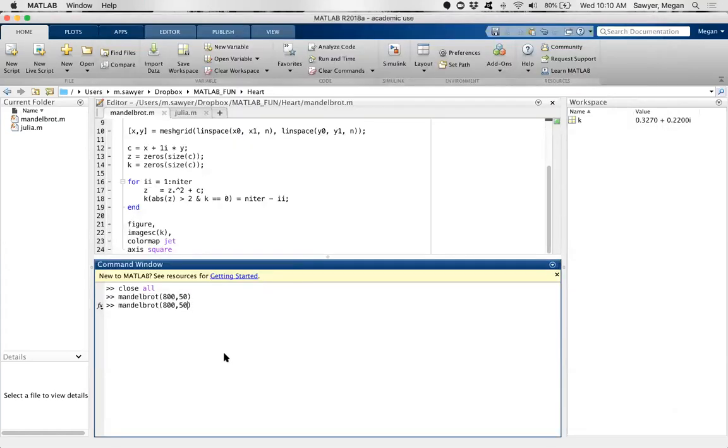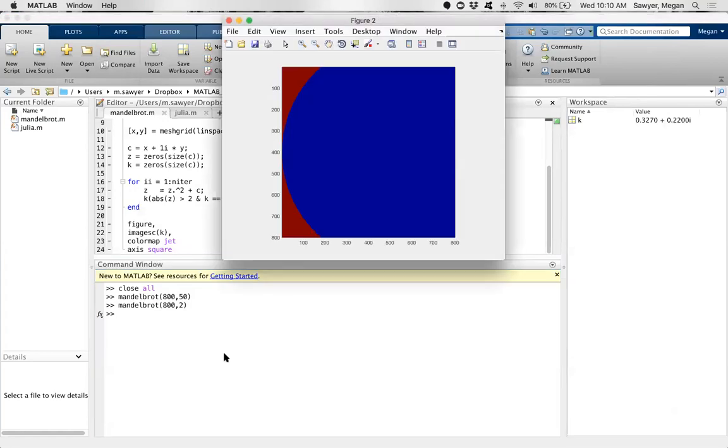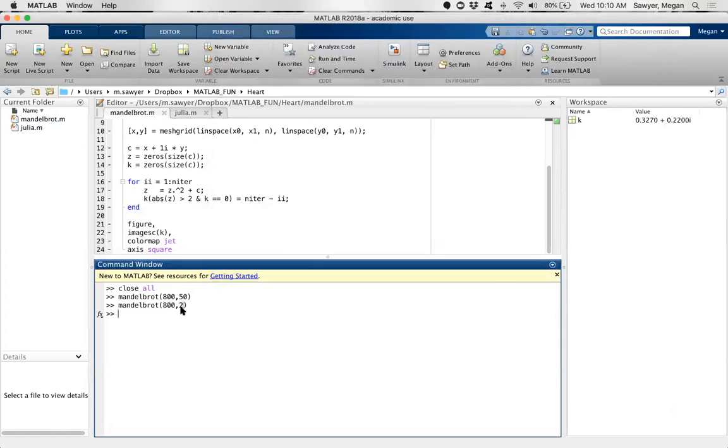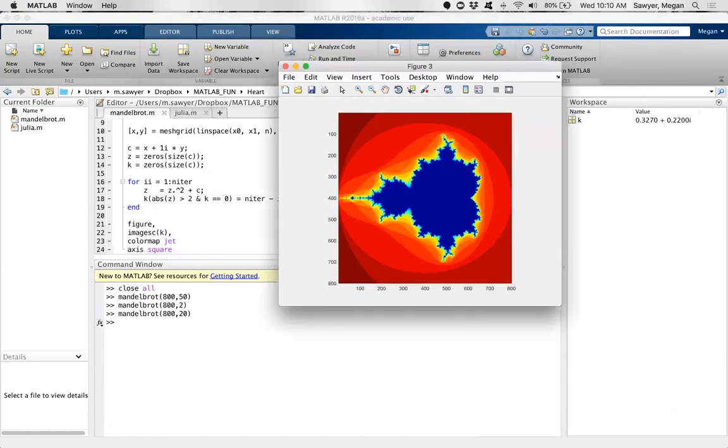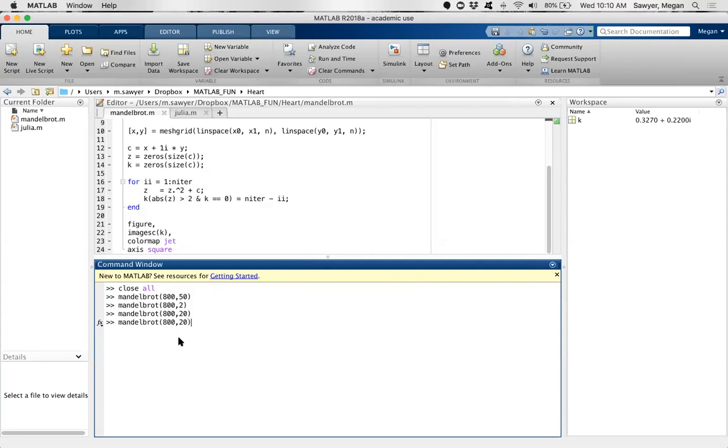If I look at just 2 iterations, I can see that things have stayed in the circle because I've only taken 2 steps out. If I look at 20 iterations, I can see this shape. And let's compare 20 iterations to 200 iterations. Let's see if we can see a difference here.